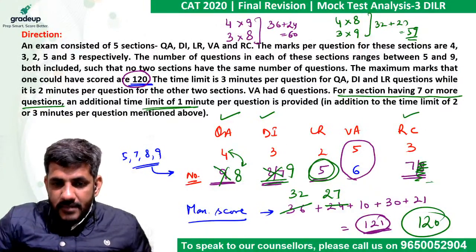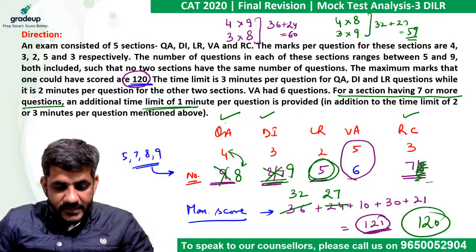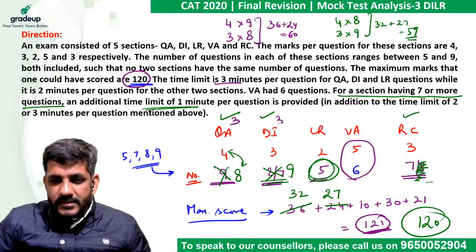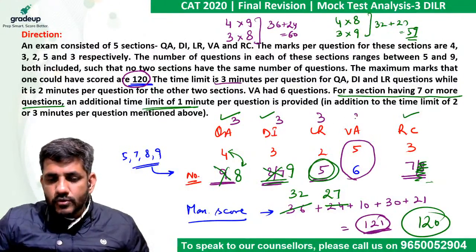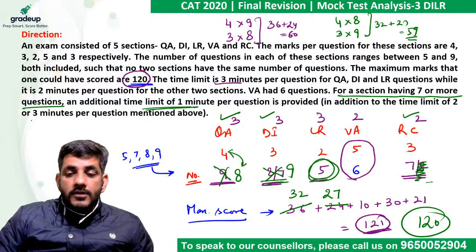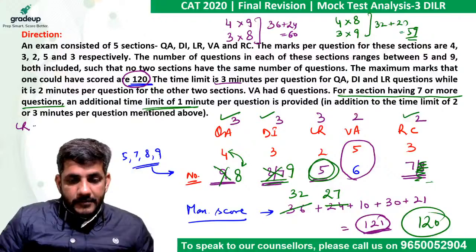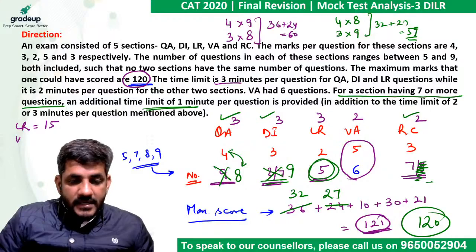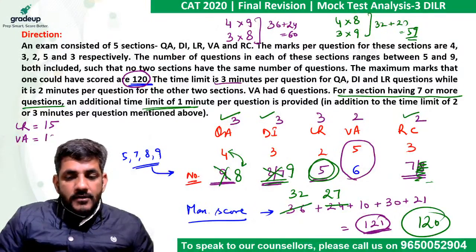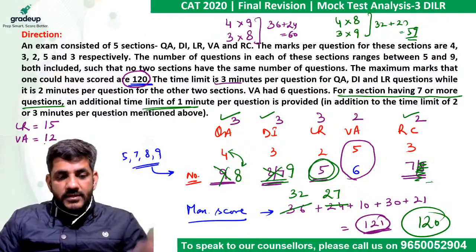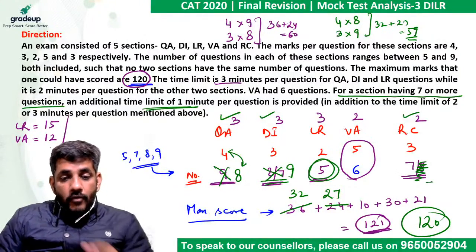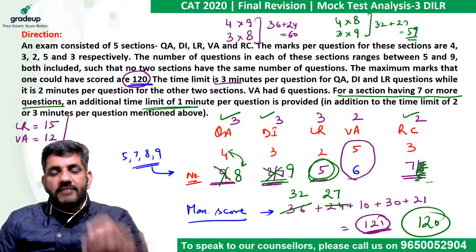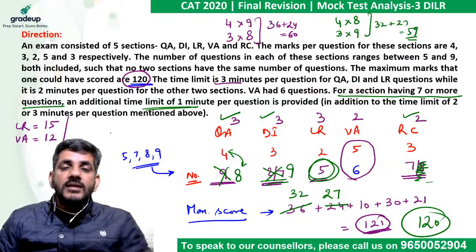So if I look at the time limit, QA, DI और LR के फिलहाल time limit कितने थे? The question was saying time limit was 3 minutes for QA, DI and LR and it was 2 minutes for VA and RC. So currently the total time for LR is fixed. 5 questions of 3 marks each, 15 minutes. The time taken for VA, can I say it is fixed? 2 minutes per question and there are 6 questions, so it is 12 minutes. But for QA, DI and RC, he has told us that for a section having 7 or more questions, the limit will increase by 1.